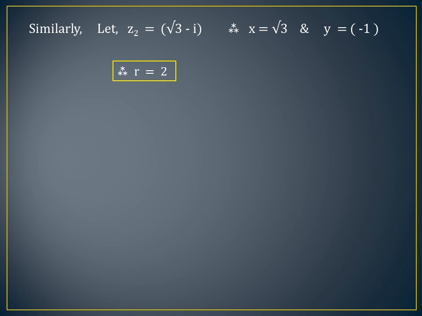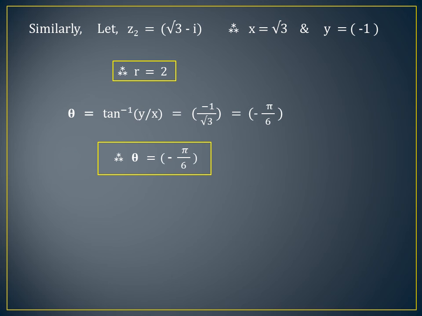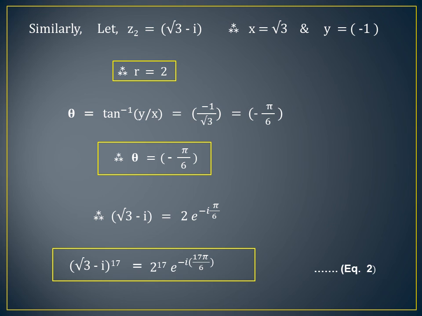Now similarly, solving our denominator, we'll have x is root 3 and y is minus 1. So our r will be the square root of 3 plus 1, which is equal to 2, and theta will be tan inverse of minus 1 upon root 3, which is minus pi by 6. The value of theta you can also calculate on the calculator, so that you will directly get the answer. Therefore (root 3 minus i) the whole raised to 17 is equal to 2 raised to 17 into e raised to minus i into 17 pi by 6, and that is our equation 2.